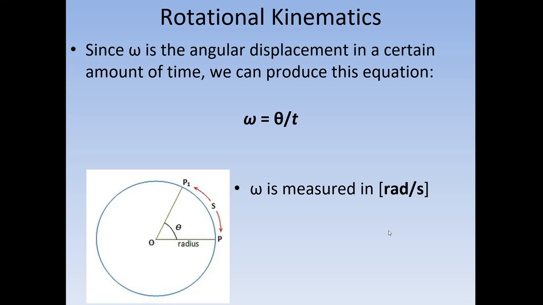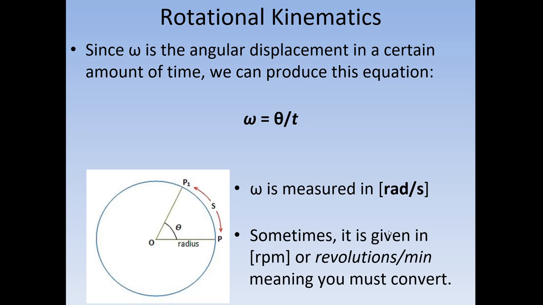Once again, angular speed is measured in radians per second. The one thing I do want to point out is that sometimes, I don't really expect it to happen too much, you might see the unit given in what's called RPMs. This is more of an American unit. It stands for revolutions per minute, and you're going to end up having to convert. Now, really quickly on how to convert, the best way is to use dimensional analysis.